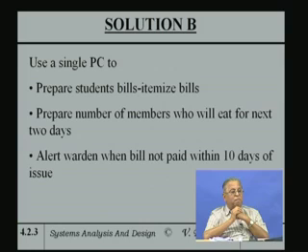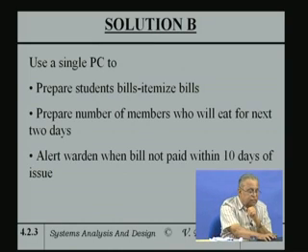Alert warden when a bill is not paid within 10 days of issue. In other words, a bill is actually issued 5 days from the end of the month, and as soon as the payment is made, that is entered in the PC, and the date due and the date on which it is paid is compared. If 10 days after the date due students have not paid, that exception list, as it is called, can be prepared by the machine, because all this is stored in the machine, and that list can be sent to the warden for action.